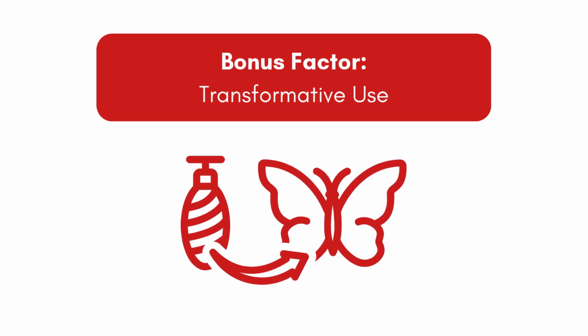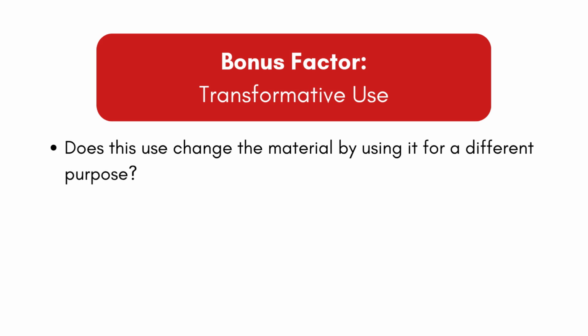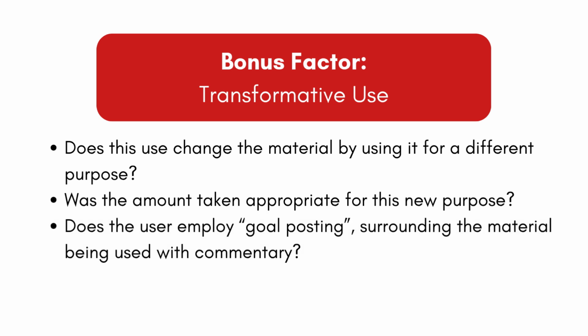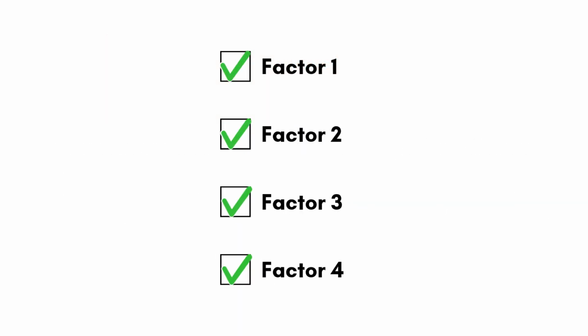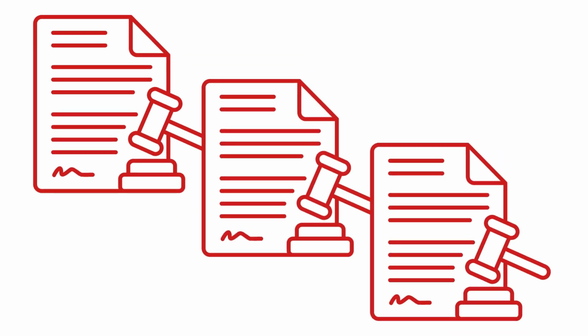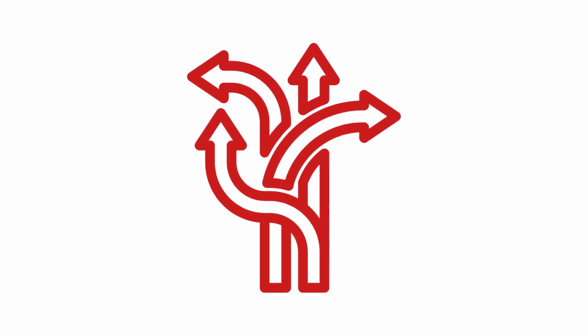To determine whether a use is transformative, you might ask, does this use change the material by using it for a different purpose? Was the amount taken appropriate for this new purpose? Does the user employ goalposting, surrounding the material being used with commentary? The 4 factors are not simply used as checkboxes to determine fair use. Rather, uses are judged based on how the factors balance out as a whole. Fair use is determined on a case-by-case basis. An analysis of use is highly interpretive. This is by design and allows for user flexibility.